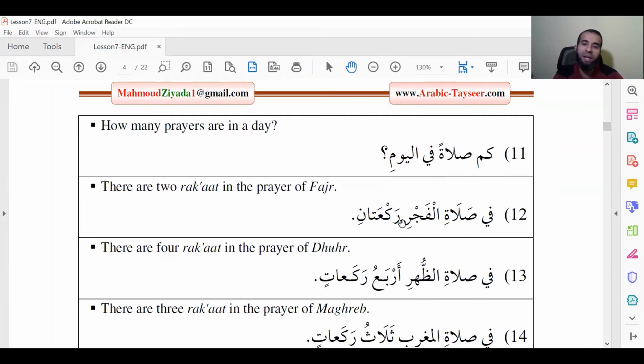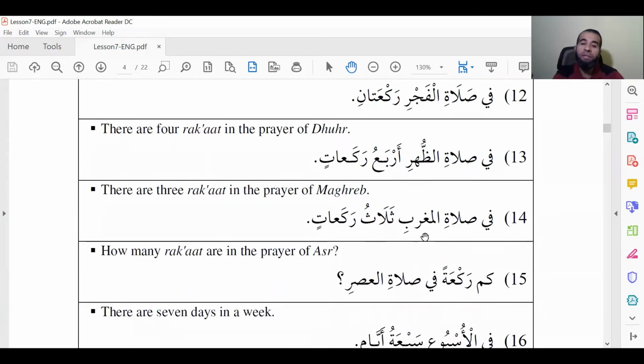So the singular is ركعة. The plural is ركعات. It ends with تاء مربوطة. So the plural here ends with ألف وتاء. ركعات. Like مسلمة، مسلمات، طالبة، طالبات، معلمة، معلمات، ركعة، ركعات. في صلاة المغرب 3 ركعات. The question can be كم ركعة؟ تنوين الفتح. Here the word ends with تاء مربوطة, so we just put تنوين الفتح.